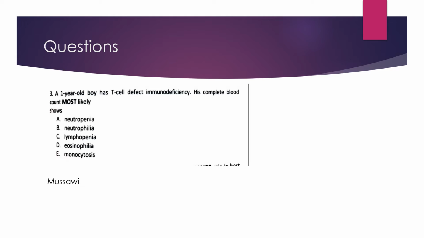First question. A 1-year-old boy has a T cell defect immune deficiency. His complete blood count most likely shows: A, neutropenia; B, neutrophilia; C, lymphopenia; D, eosinophilia; E, monocytosis. Of course, the answer is C. Lymphopenia is seen in the majority of T cell defects. Next.